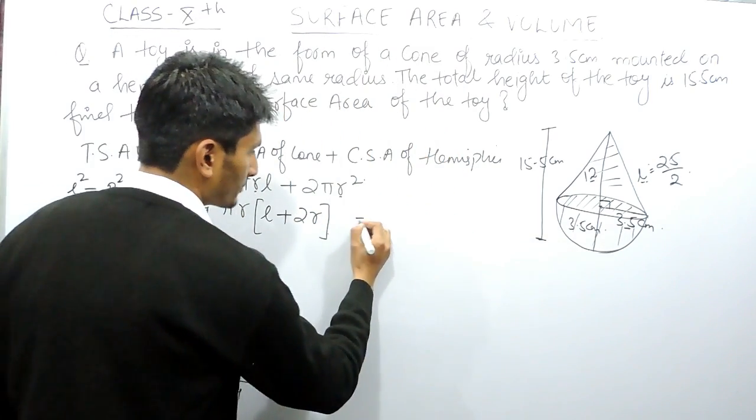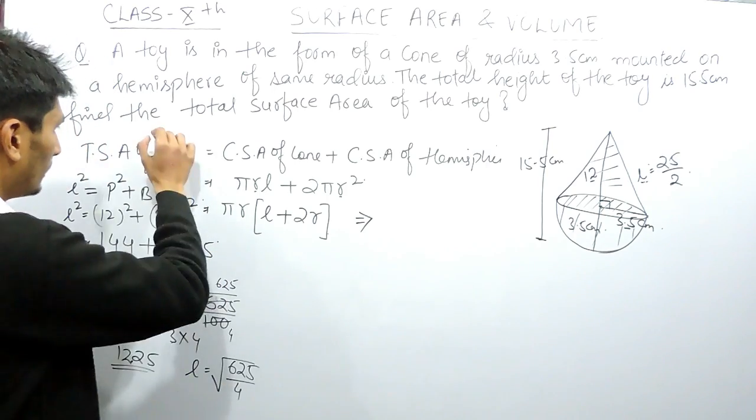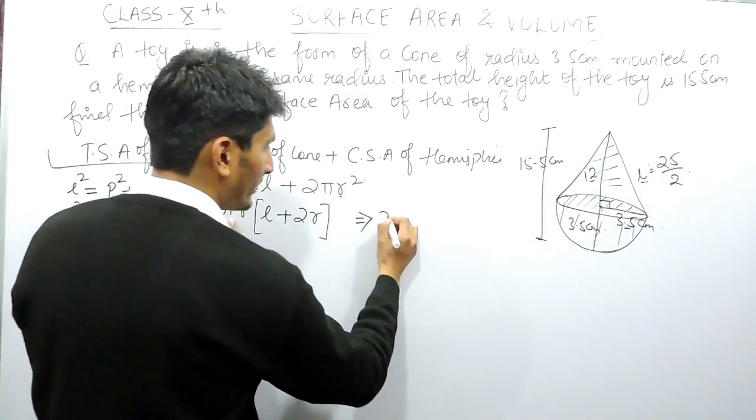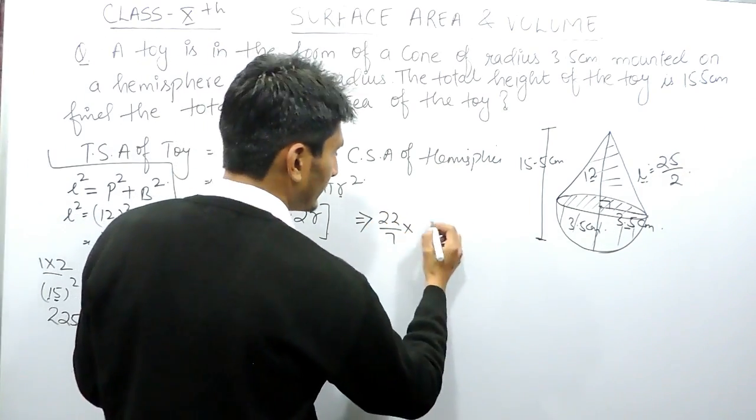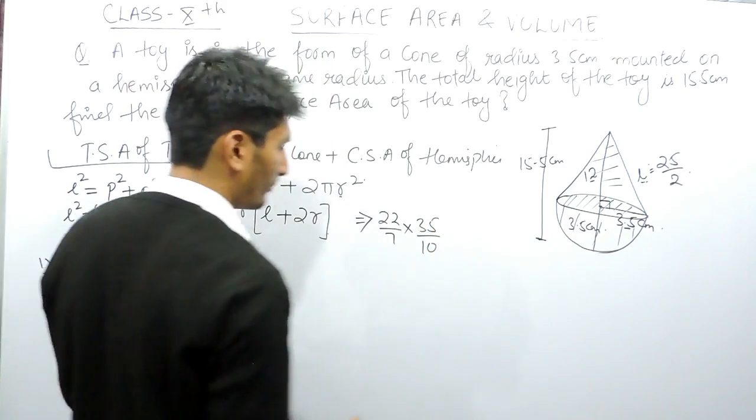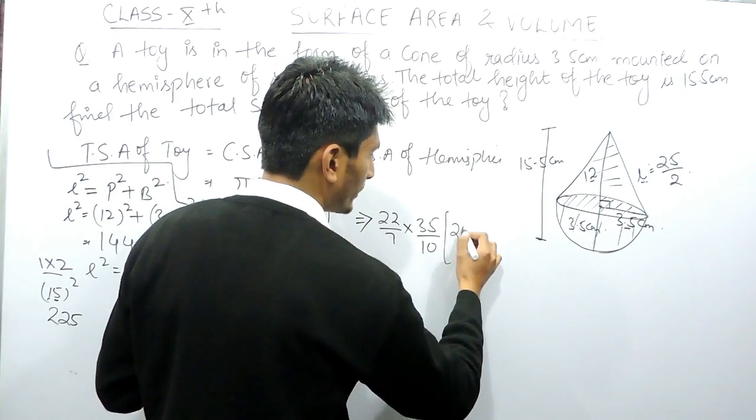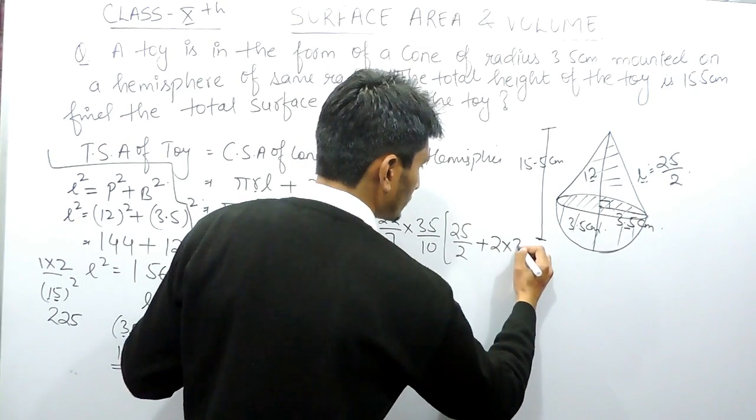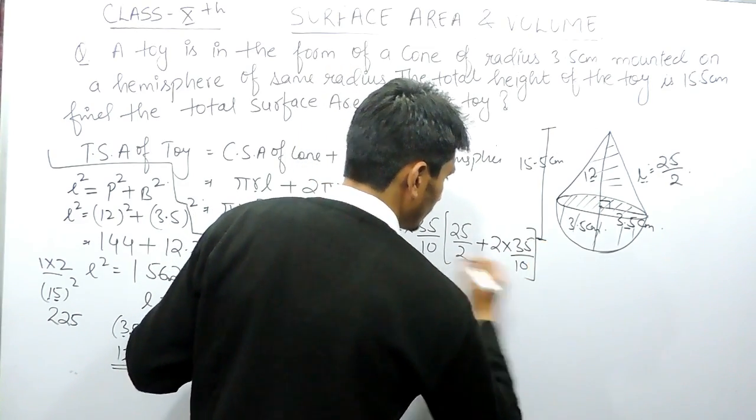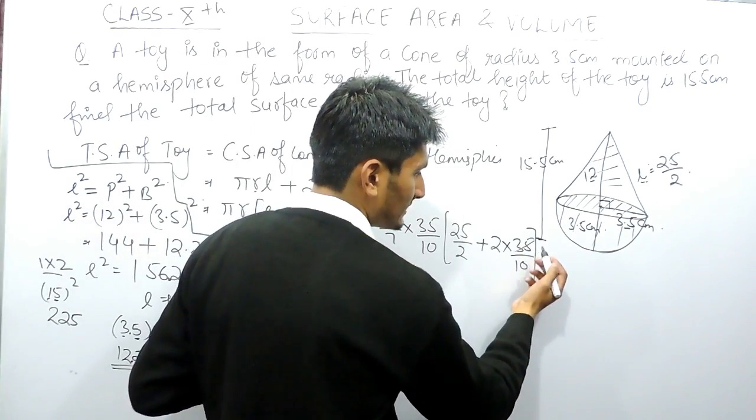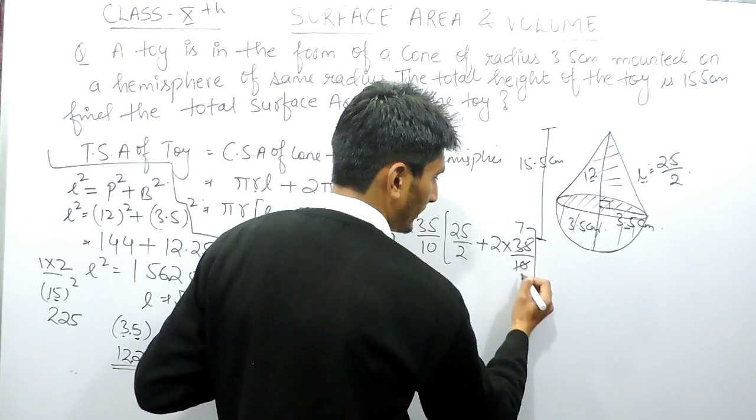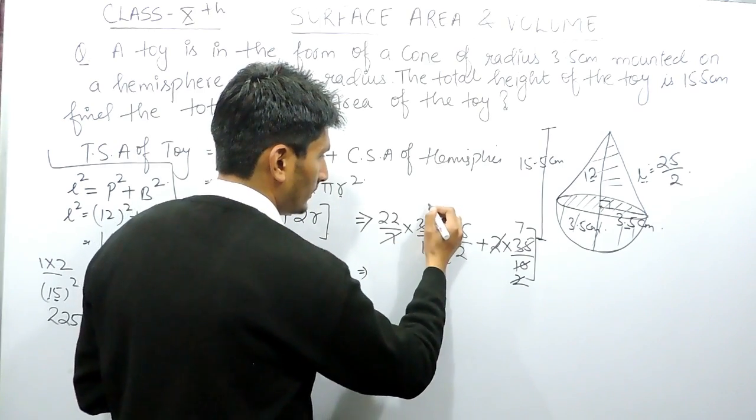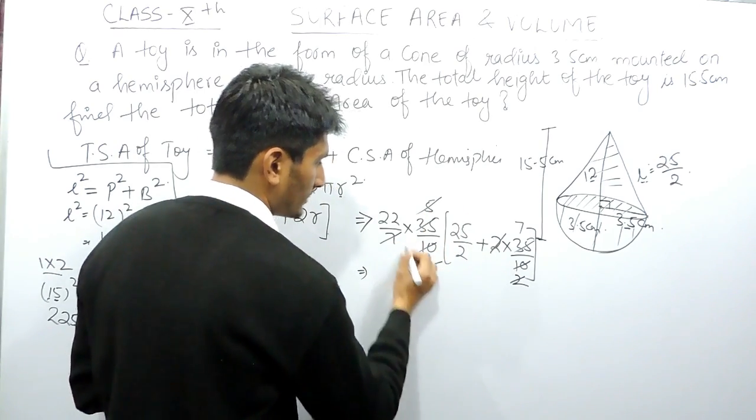Now if I substitute this value here, the value of pi will be 22 upon 7. The radius here is 3.5, which can be written as 35 upon 10. The slant height is given to you as 25 by 2, which we have calculated here, and this will be 2 multiplied by radius, which is 3.5, which can be written as 35 upon 10. So this can be cancelled by 5 7 times, 5 2 times, 2 can be cancelled with 2. This can be cancelled 5 times, this can be 2 times, and this will be 11 times.